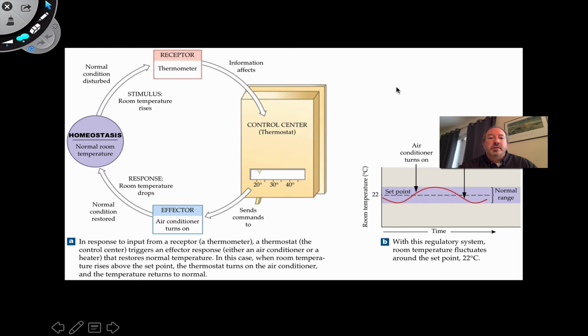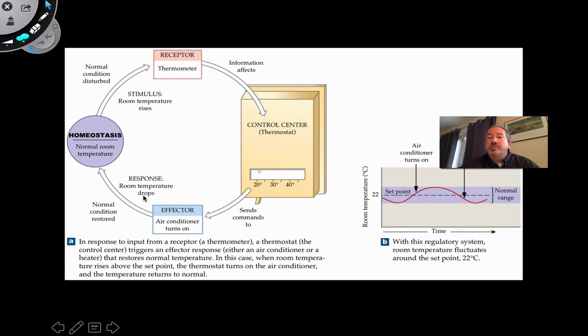For an example, other than the body for a moment, because this is something that we can relate to. Okay, so stimulus. The room temperature, it's getting warm. Okay, so it's getting a little hot in the room. So the normal condition is disturbed. We have a thermometer that's sensing the temperature is rising, it's getting a little too hot. So then that information affects a control center, in other words, a thermostat. And the thermostat sends a signal to the effector, which is the air conditioner, which then turns on, and then it cools the room.